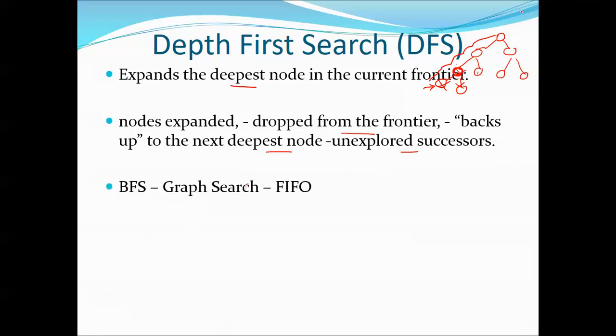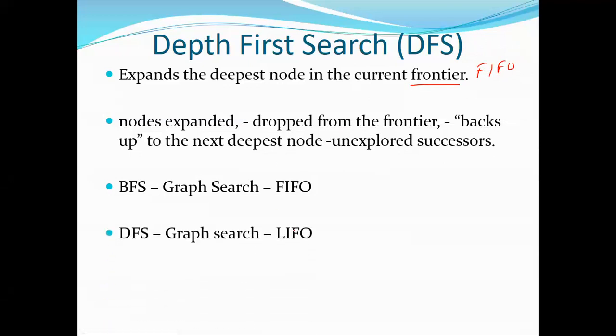The frontier here is basically a LIFO queue. It's not a FIFO queue. If you recall, in breadth first search, the frontier is a FIFO. It's a first in first out queue. Whereas in DFS, the frontier is LIFO. So basically, it's a stack. It's not a queue, it's a stack. Whatever was entered most recently is the one we'll be expanding first.